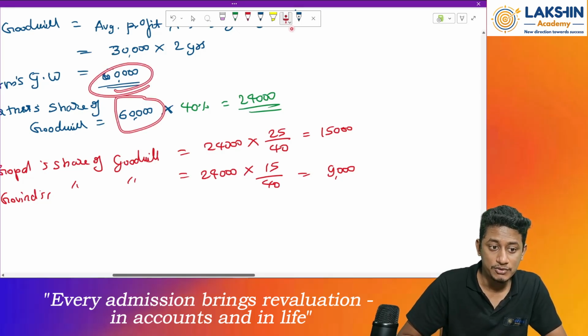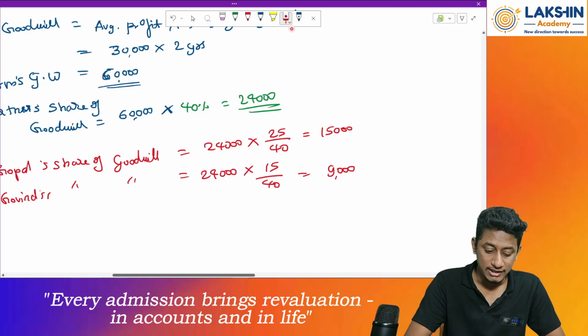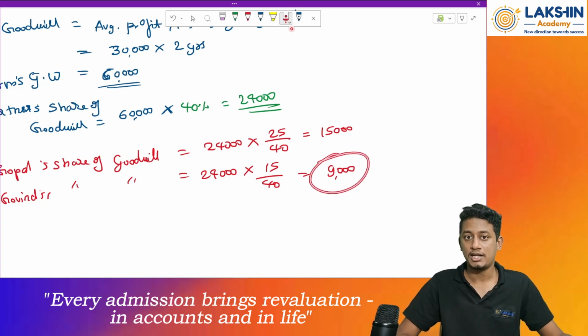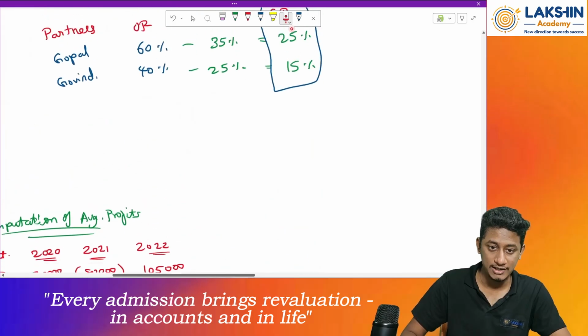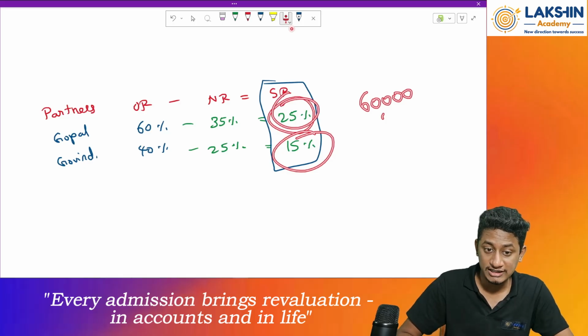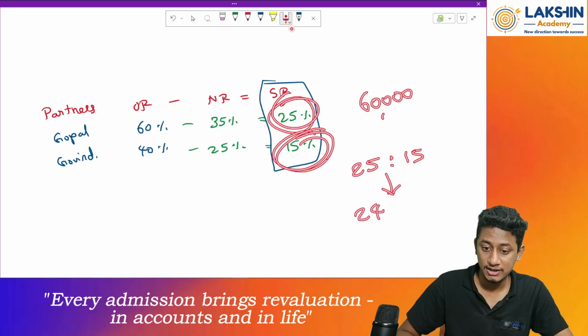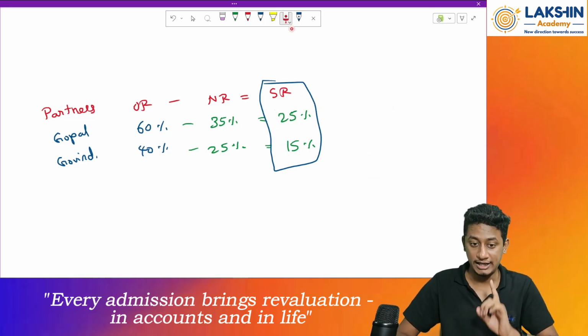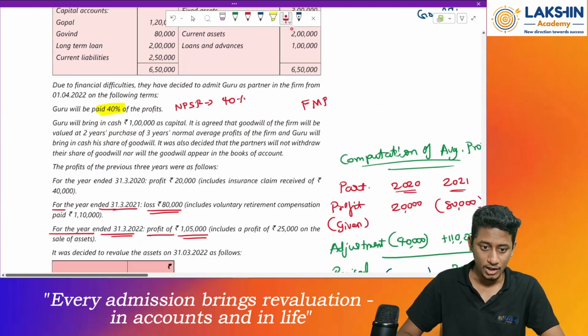If you want to multiply the percentages, you can straight away take the firm's goodwill, that is 60,000 rupees into 25%. How much is that? 15,000. Then again 60,000 into 15%, that is 9,000. Clear? If you are multiplying these percentages straight away, then multiply with rupees 60,000. But if you are assuming this to be a ratio, that is 25 is to 15, multiply it with the partner's share of goodwill, that is 24,000. Clear? Don't get confused.